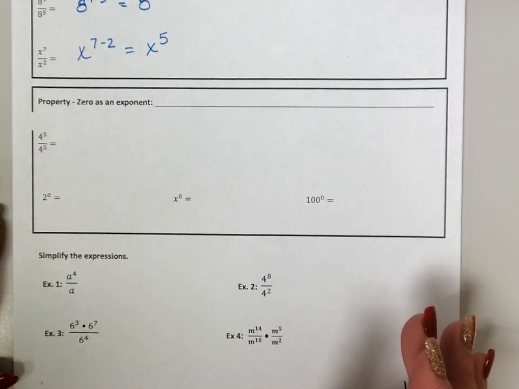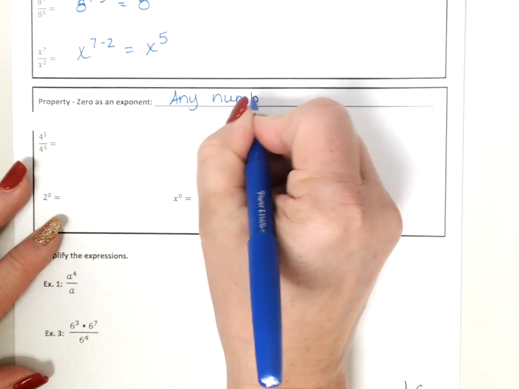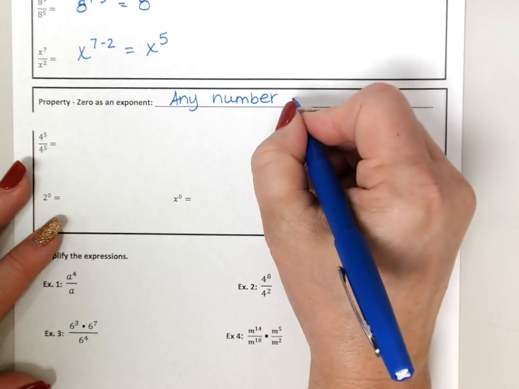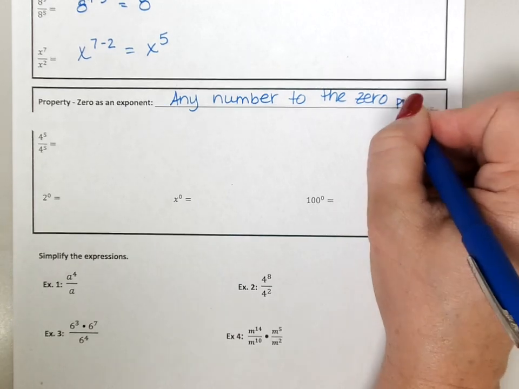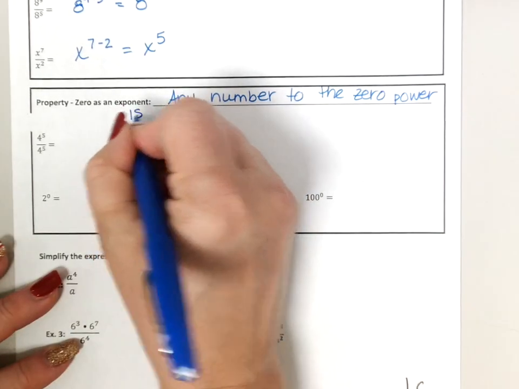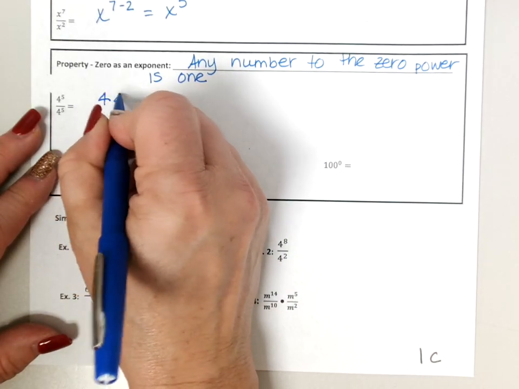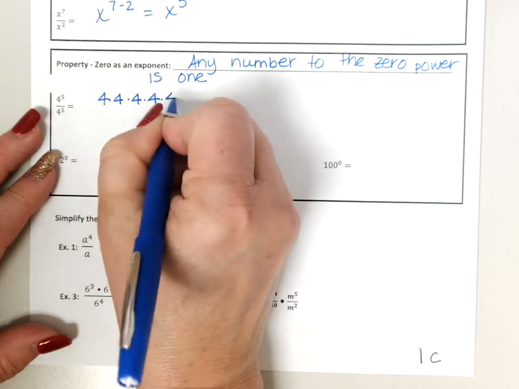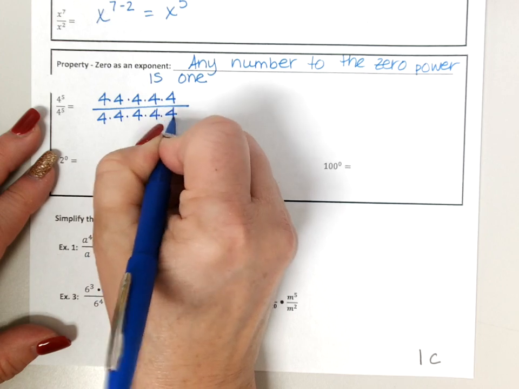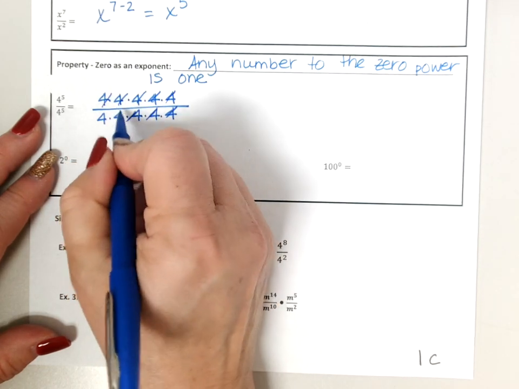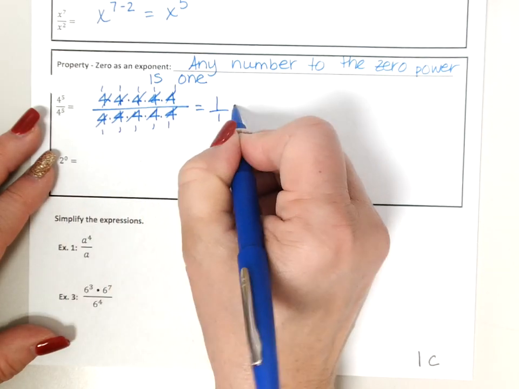Properties of 0. Hopefully we already know this. If not, we're going to restate it. Any number to the 0 power is 1. Why does that happen? Well, let's put 5 4s on the top and 5 4s on the bottom. When you cancel all these out, they're all 1s, right? Those are all 1s. 1 over 1 is 1.